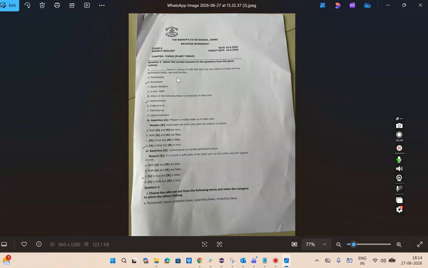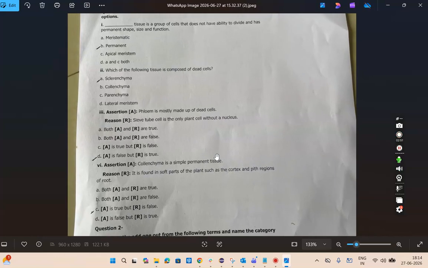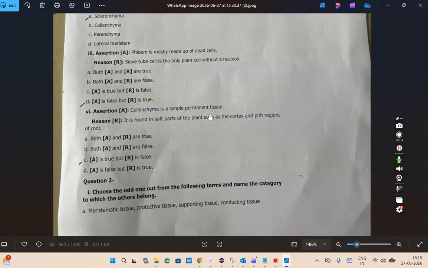Revision worksheet. Dash tissue is a group of cells that does not have the ability to divide. Permanent tissue. Which of the following tissues is composed of dead cells? Sclerenchyma. Assertion: Phloem is mostly made up of dead cells. Reason: Sieve tube cell is the only plant cell without nucleus. A is false, R is true. Is that the correct answer? Yes, sir. Okay, next one.